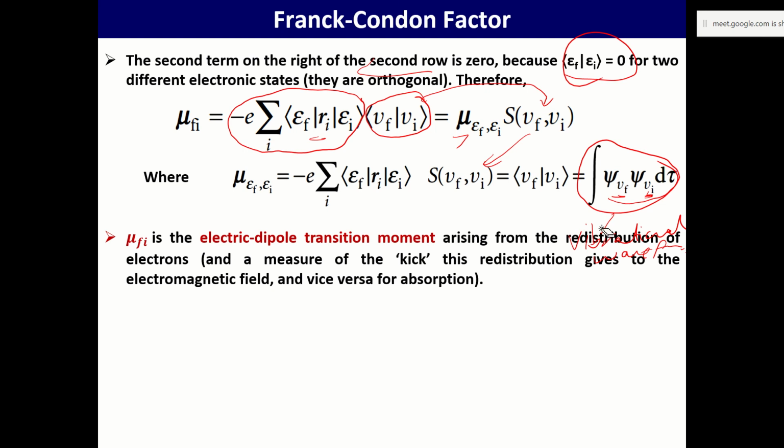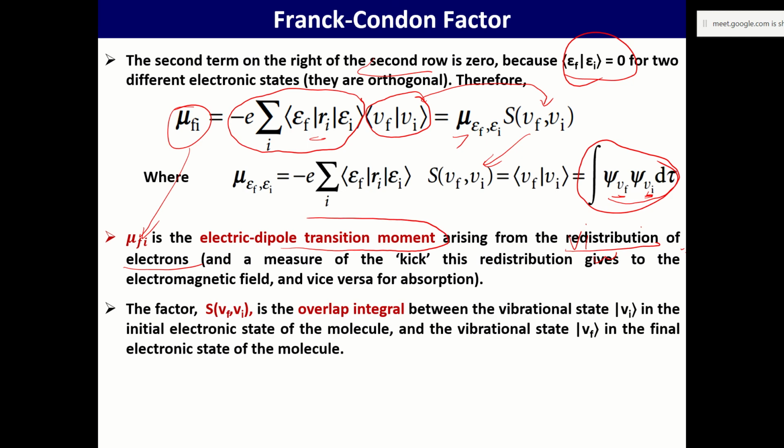Moving ahead, the mu Fi that we were considering, the electric dipole, arises from the redistribution of electrons, a measure of which we discussed last time with an example of S and P orbital transition and S and 2s transitions. So that mu Fi is the electron dipole transition moment. The electrons are redistributed, charges are redistributed, the electron field will also change, and so this is the overlap integral between the vibrational state with Vi, the initial electronic state, and the vibrational state with EF. This is the final electronic state of the molecule.